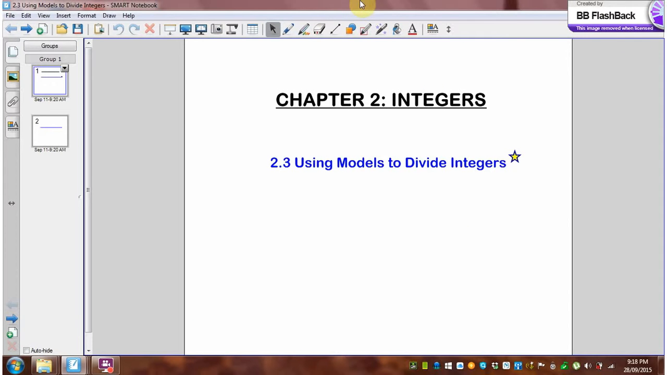Hello guys. Today I want you to just make this quick note before we get started. I want you to write down section 2.3, using models to divide integers. So you can quickly write that down. Okay, write that down, and then below it I want you to write the following note. If you haven't got that written down, pause the video for a second. When you're ready, come on back.